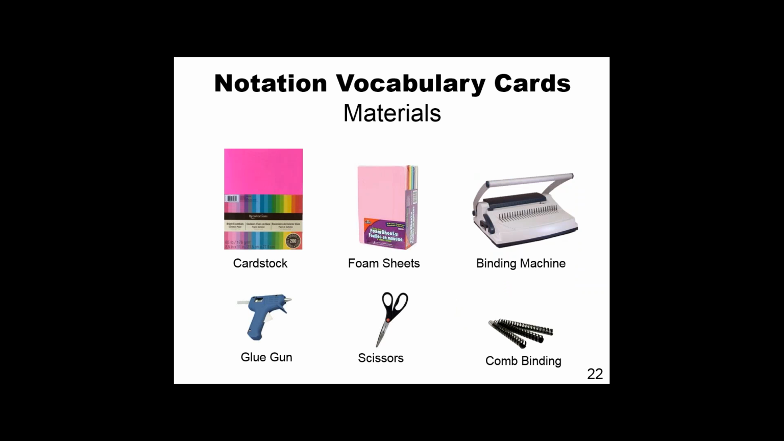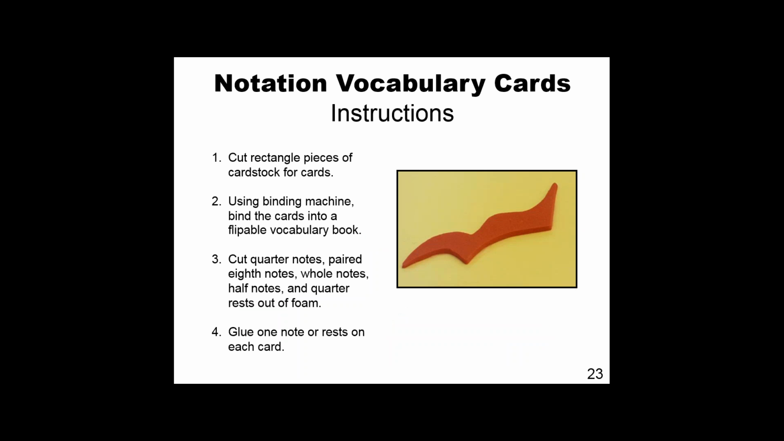To make this book here, I used cardstock for the actual pages, and then I used foam because I found that the students really liked the feeling of foam, and it was pretty durable, and it would stick up enough off the paper. I used a binding machine and some comb binding, and some scissors, and once again that glue gun. So I cut out pieces to be the actual pages of my book, and all the same size out of the cardstock.